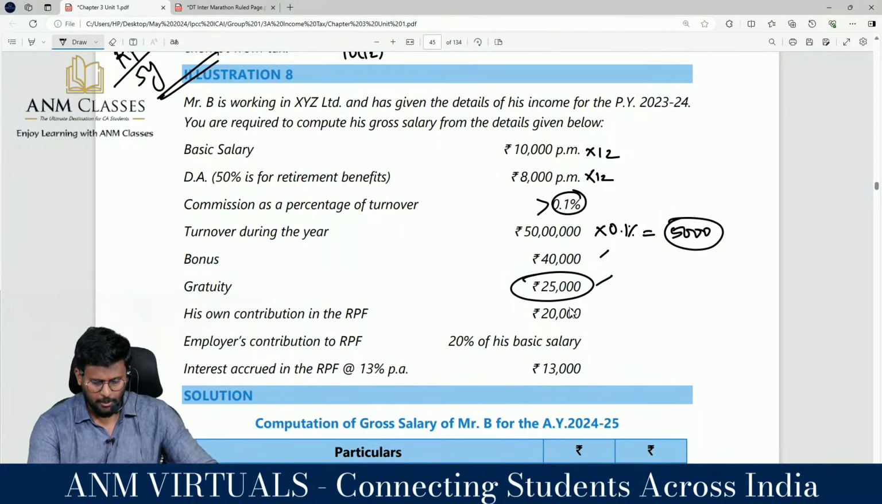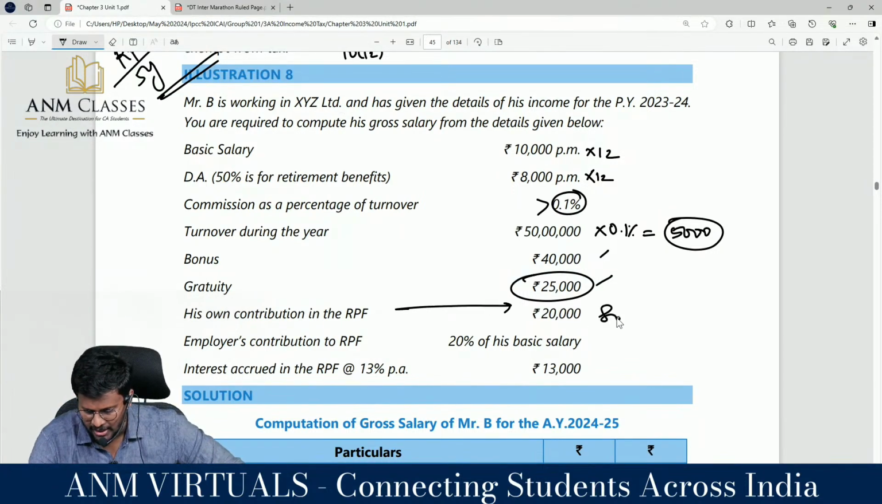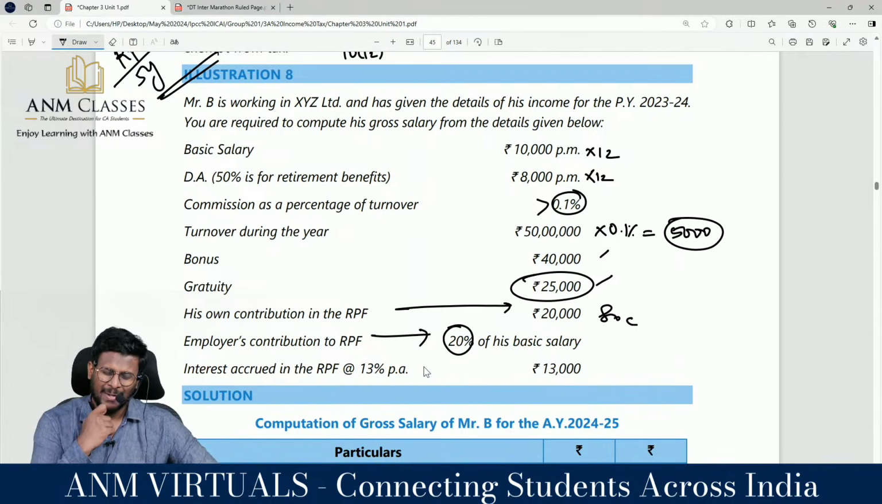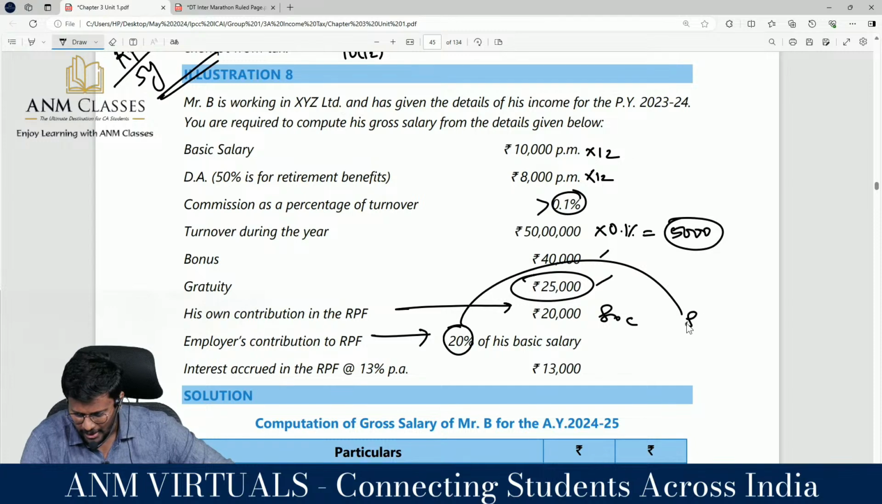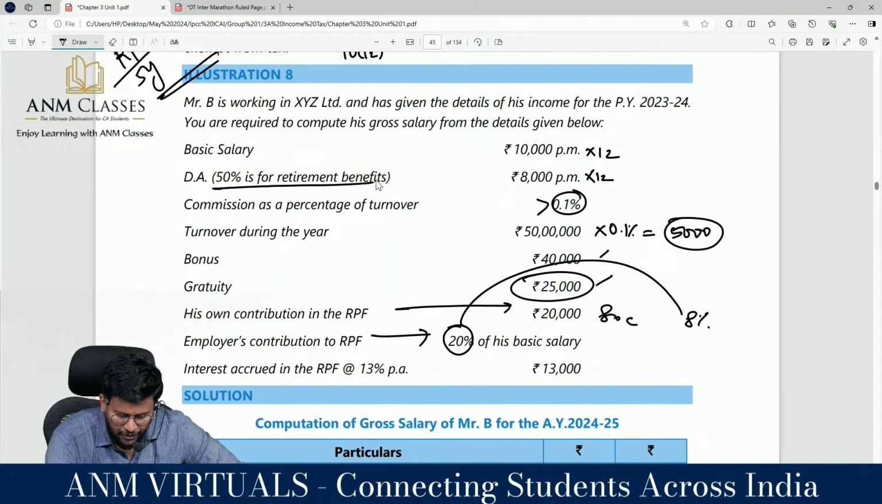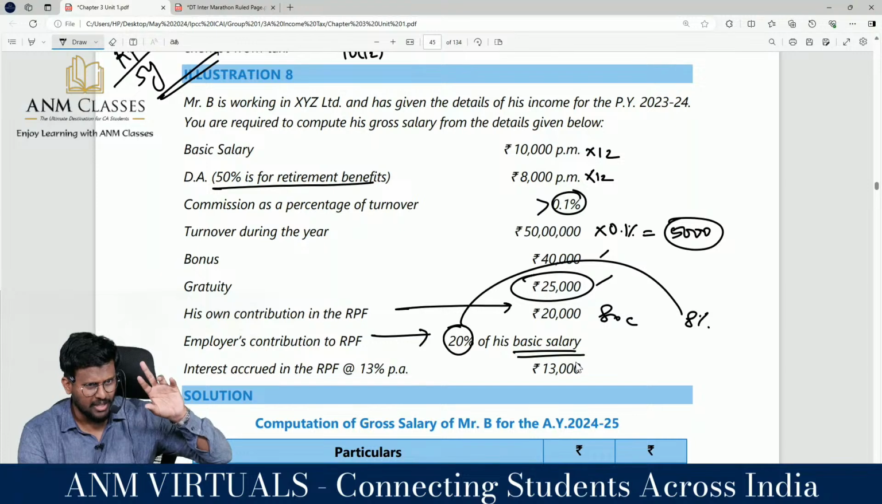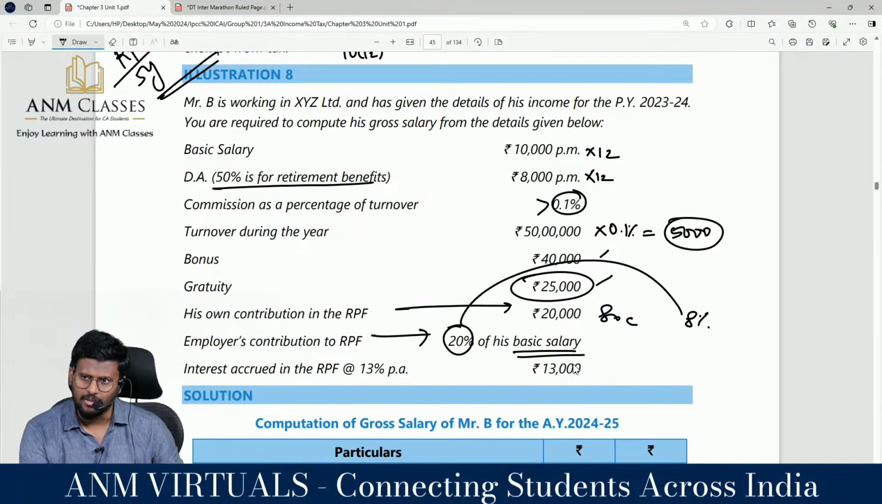His own contribution to RPF, can we claim it as deduction under 80C? Yes. Employer contribution is how many percent? How much is allowed and how much is extra? But DA 50% is for retirement benefits, so they have contributed on entire basic salary. So we cannot calculate separately and there cannot be a percentage difference. Interest accrued on RPF is how many percent per annum?